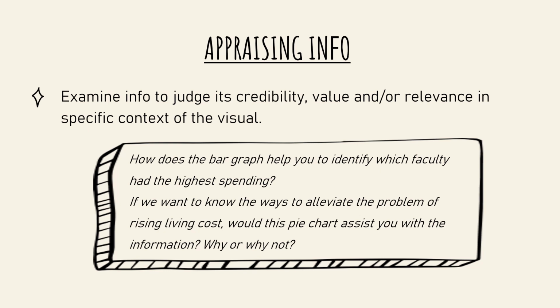If we want to know the ways to alleviate the problem of rising living cost, would this pie chart assist you with information? Why or why not? So not only are you required to refer to the visual text in order to identify what was requested, but you are also expected to provide your own explanation. So here is a combination of information that you get from the visual text, and also you're using a little bit of your own common knowledge, or background information, in order to justify your answers.